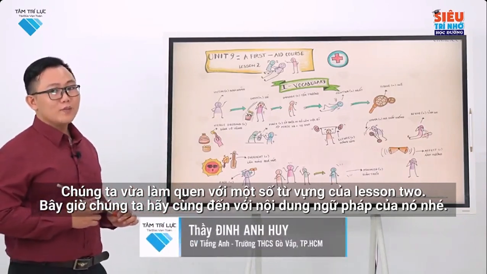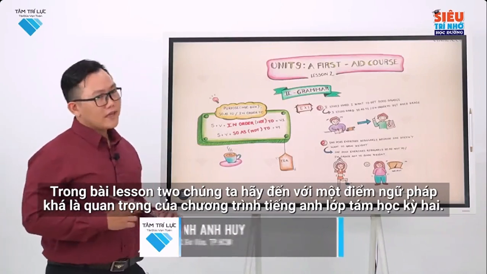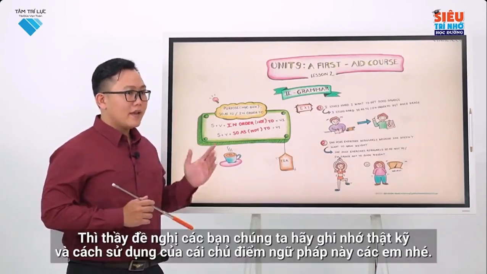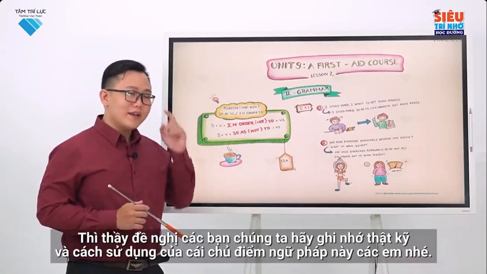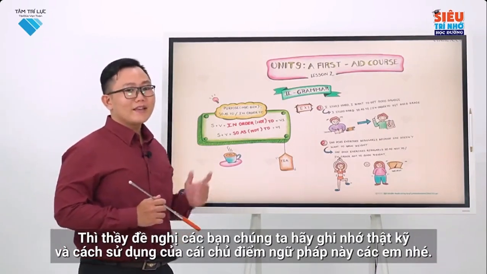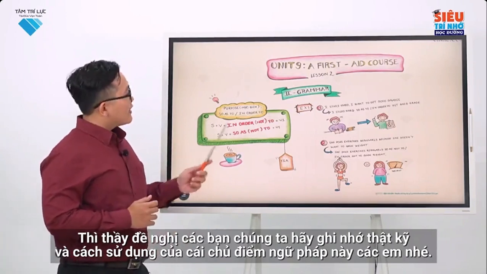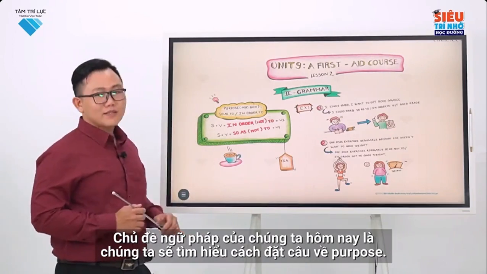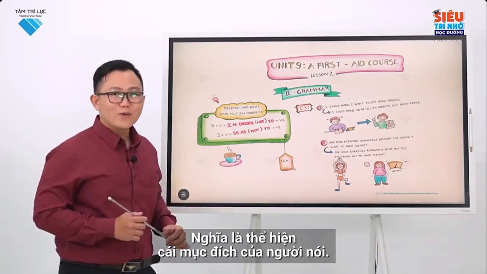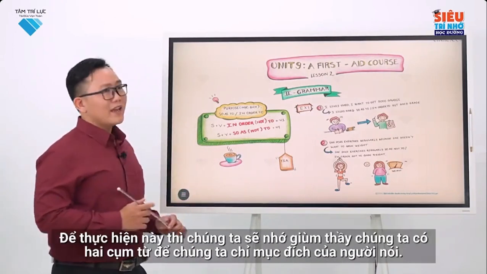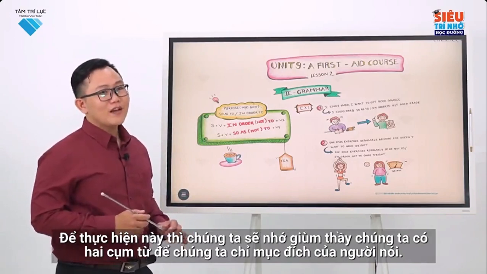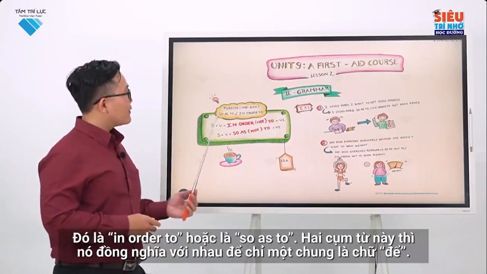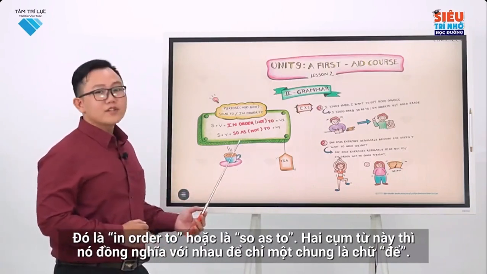Now let's come to its grammatical content. In Lesson 2, let's get into a grammar that is quite important in 8th grade English Semester 2. I recommend you to remember it carefully and how to use this grammar. The topic of our grammar today is how to make sentences about purpose. This means to express the purpose of the speaker. In order to do it, you need to remember that we have two phrases to express the speaker's purpose. That is, in order to or so as to.